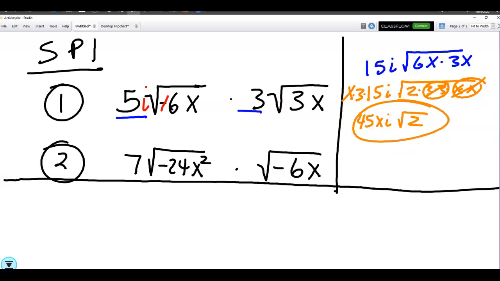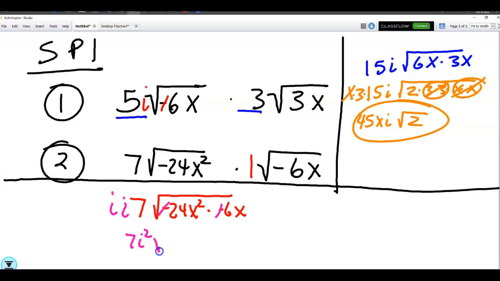All right, number 2. This might have thrown you, there's no number here, but that's okay. You can think of it as a 1 if you want, but you don't really need to. You can just do 7 times 1 is 7 on the outside. On the inside, we have 24x squared times negative 6x. Then we take the negatives out. We've got 2 negatives, so I have 2 i's. And so now I've got 7i squared on the outside.